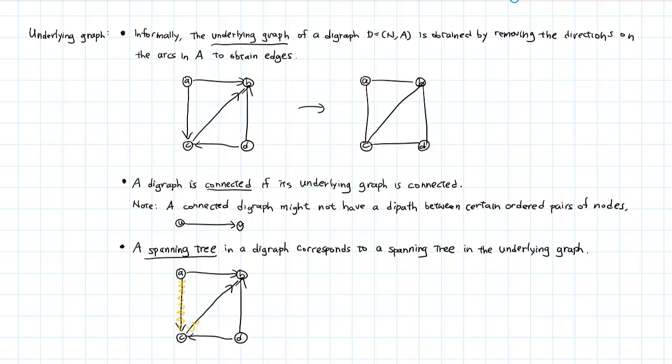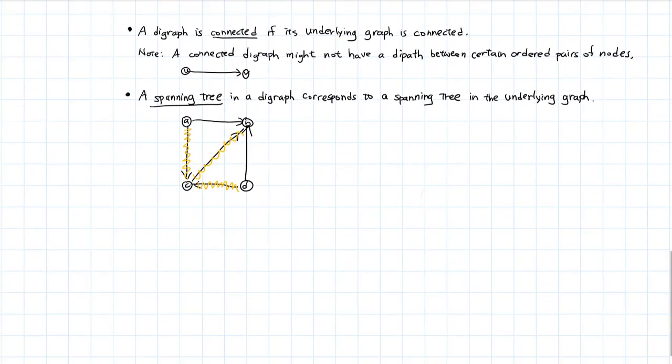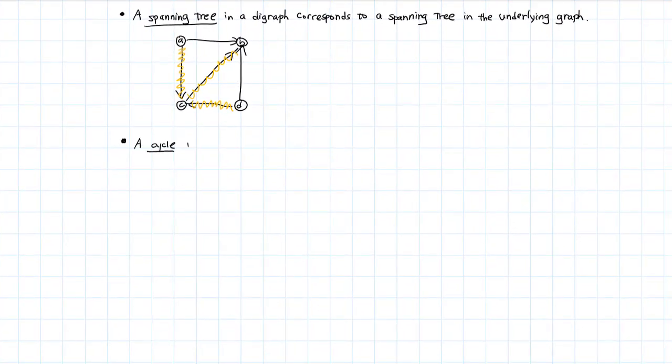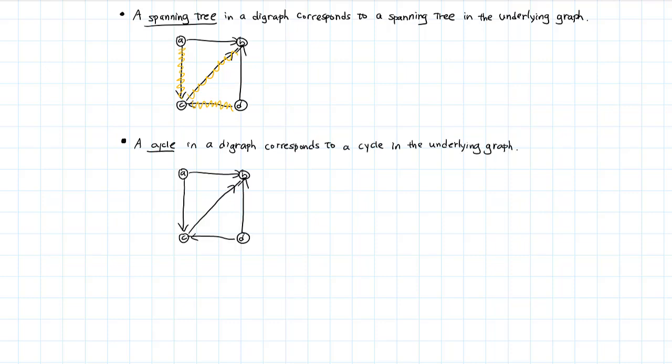Here in my small example, I have drawn a spanning tree in my digraph. And finally, a cycle in a digraph corresponds to a cycle in the underlying graph. Here is an example on our digraph. Note that a cycle is not necessarily a directed cycle. A couple of terms that we will see in the near future.